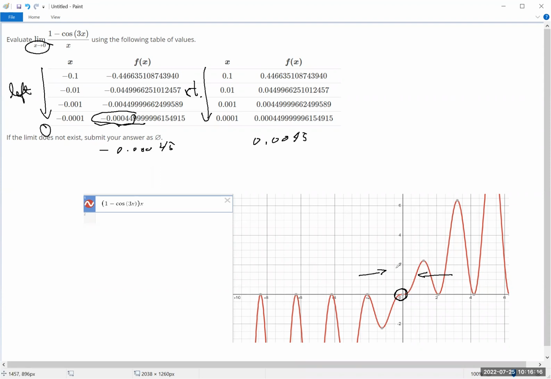So actually the limit of our f of x as x approaches 0 is actually 0. So this is one case where the graph is helpful for visualizing in case you don't feel there's enough data inside the table to give you the right answer.